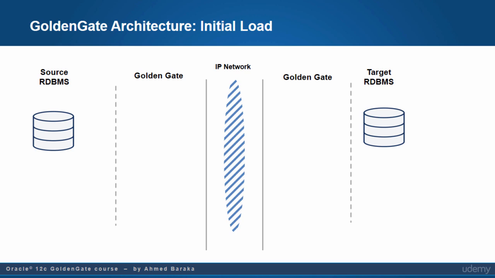In this diagram, we have a source database where GoldenGate is installed in it, and we have a target database where GoldenGate is also installed in it. Those two databases are connected to each other through an IP network.